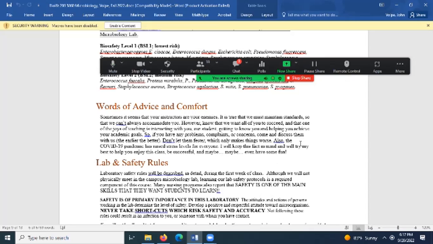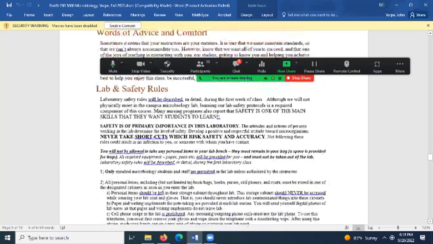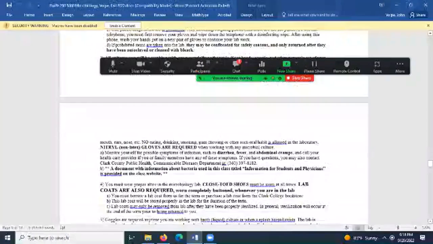All right. So you have to follow the lab safety rules, although you're not ever going to be in the lab, but you do need to know about them. And we'll talk more about that in the lab.